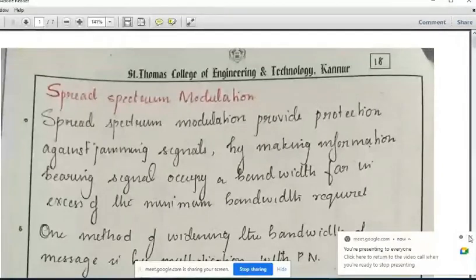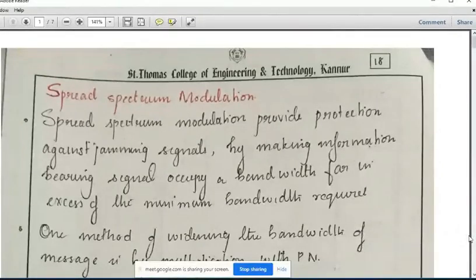So today we are going to discuss spread spectrum modulation. Spread spectrum modulation provides protection against jamming signals by making the information bearing signal occupy a bandwidth far in excess of the minimum bandwidth required. So we are actually spreading the bandwidth, and by spreading the bandwidth, it provides protection against jamming signals.